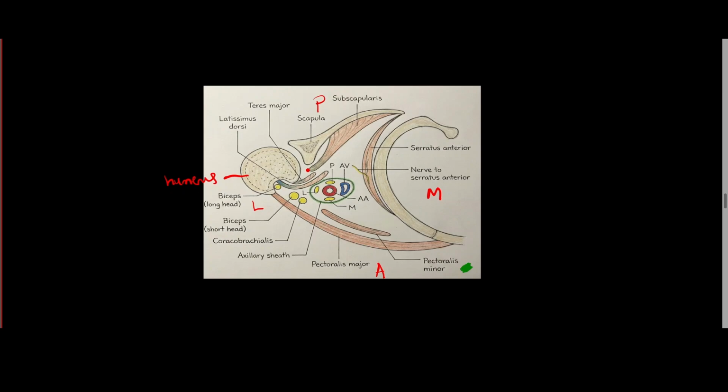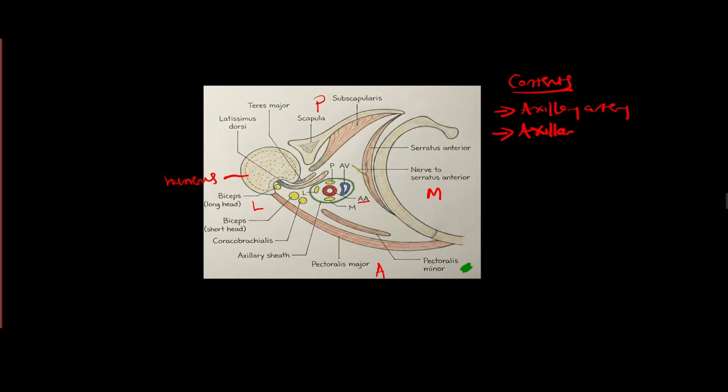Now let's talk about the contents of the axilla. We have the axillary artery and its branches. Here you can see the axillary artery. We also have the axillary vein and its tributaries. So we have here the axillary vein.